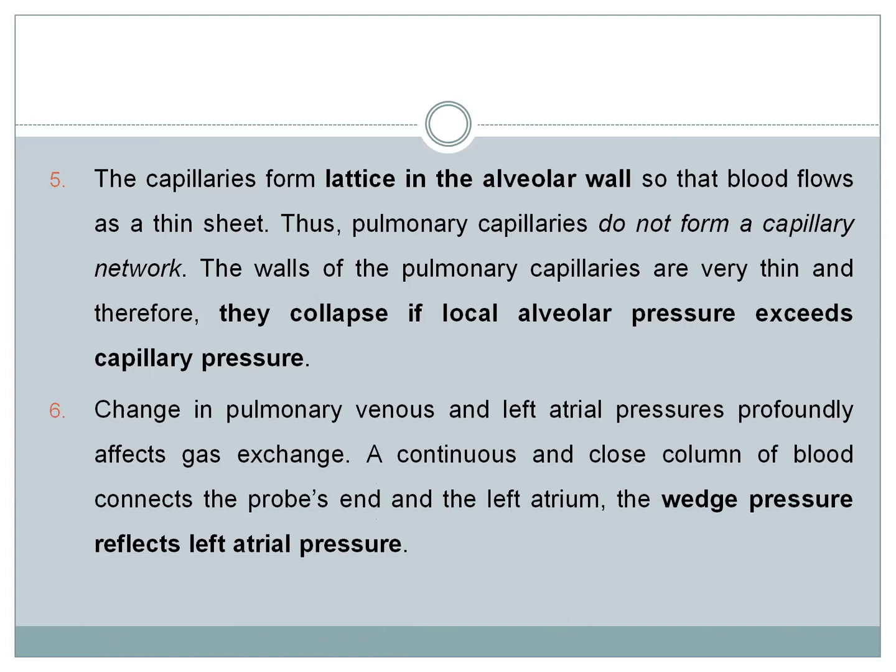Change in the pulmonary venous and the left atrial pressure profoundly affects the gas exchange. A continuous and closed column of blood connects the capillary end and the left atrium, and the wedge pressure always reflects the left atrial pressure. So these affect the gas exchange, because very easily they can collapse.